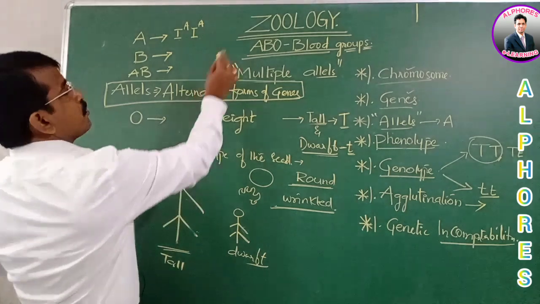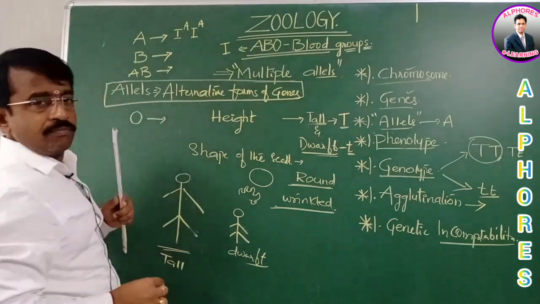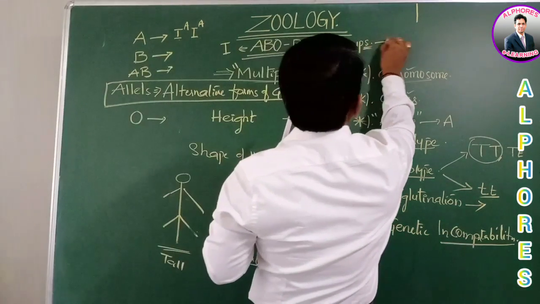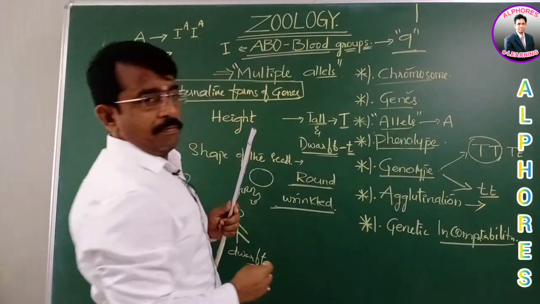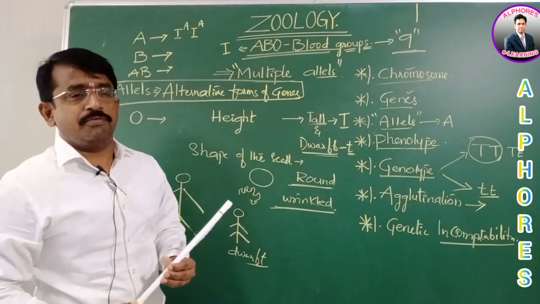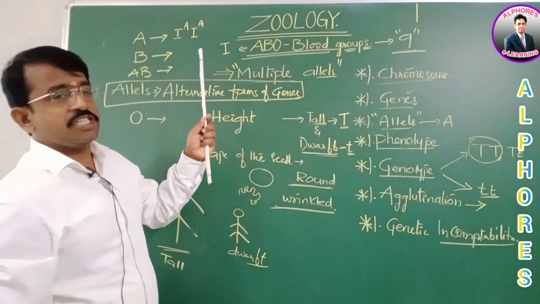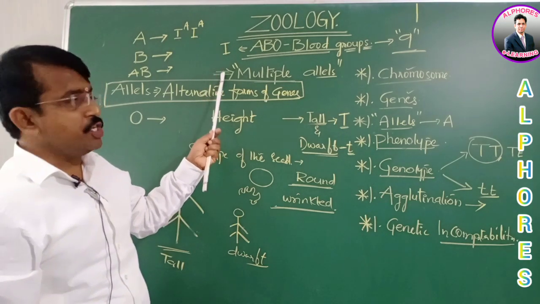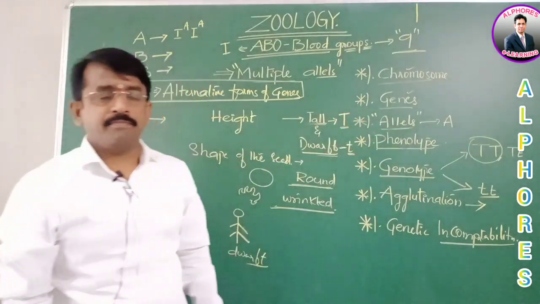The blood groups are under the control of a gene named I, which is present on chromosome 9. I repeat, the blood groups are under the control of the gene referred to as I, and this gene is present on chromosome 9.